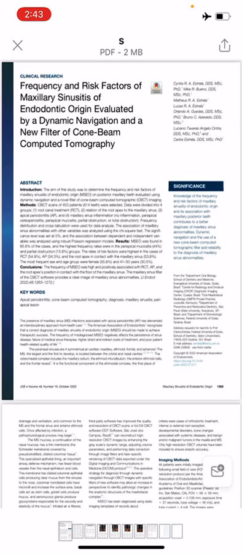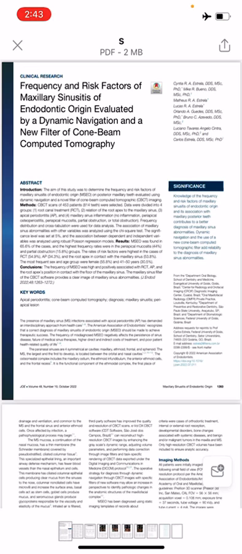Frequency and risk factors of maxillary sinusitis of endodontic origin evaluated by dynamic navigation and a new filter cone beam computed tomography, by Cyntia Estrela, 2022. The presence of maxillary sinus infection associated with apical periodontitis has demanded an interdisciplinary approach from healthcare.